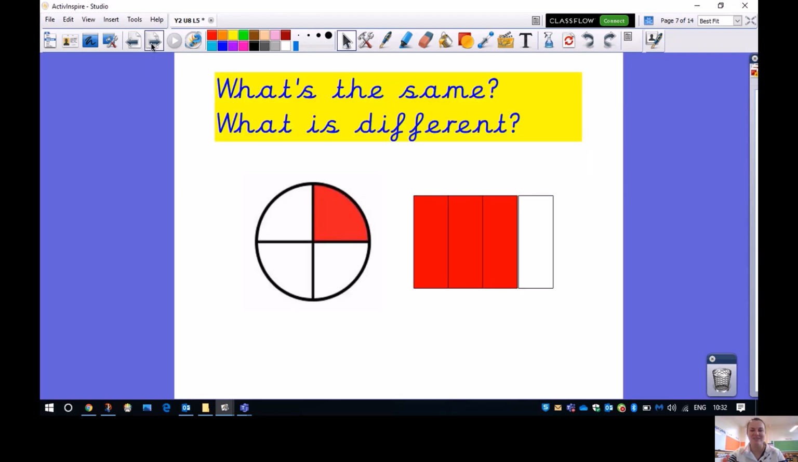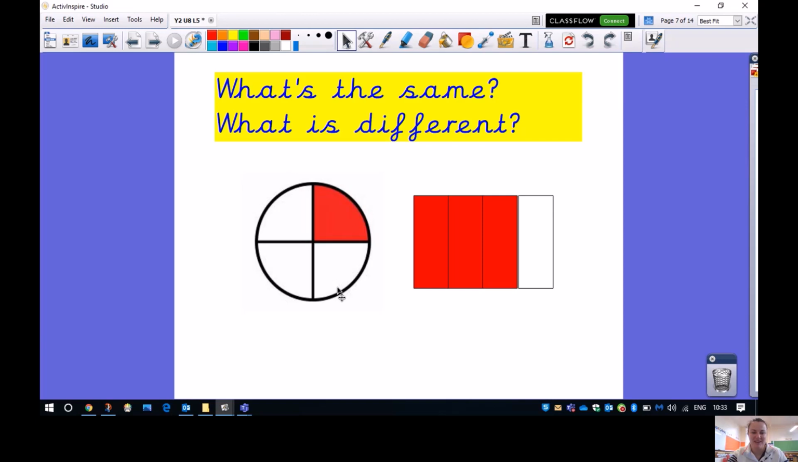So what's the same and what's different with these 2 shapes? Pause this video now and have a think. In 3, 2, 1, pause. If you said that both shapes have been split into 4 equal parts, you would be correct. Each shape has been split into 4 equal parts. Each shape has been split into quarters.